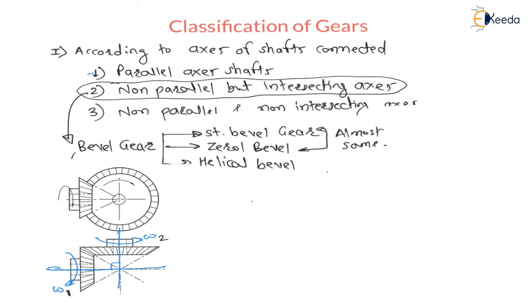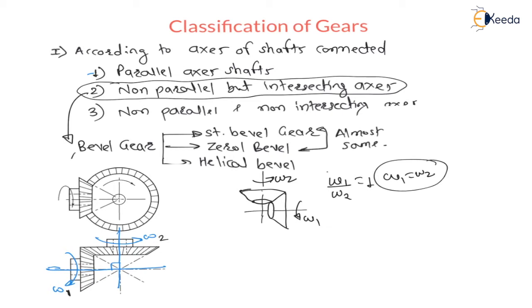let us say if I consider there is one gear like this, and this is the axis, and there is another gear in contact with this like this, and this will be the axis, right? Now let us say this is the first gear rotating with angular velocity omega 1, this is the second gear rotating with angular velocity omega 2. Whenever this angular velocity ratio omega 1 divided by omega 2 is equal to 1, that means angular velocity is not changing here. Means it is neither speed reducing nor speed increasing gear. It is only used to transfer power at 90 degree. Such type of gear is called mitre gear.